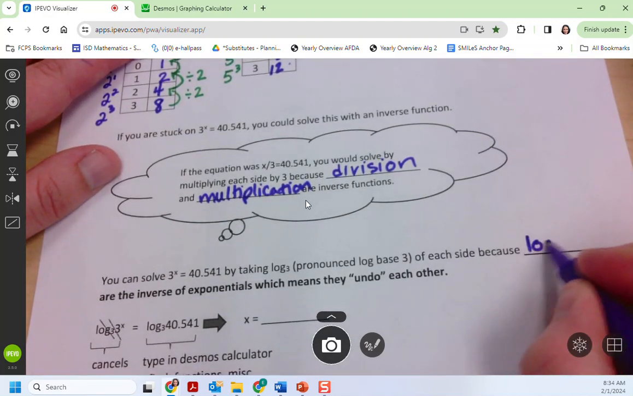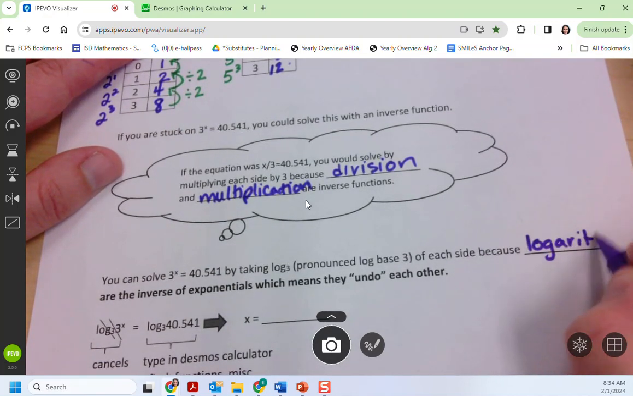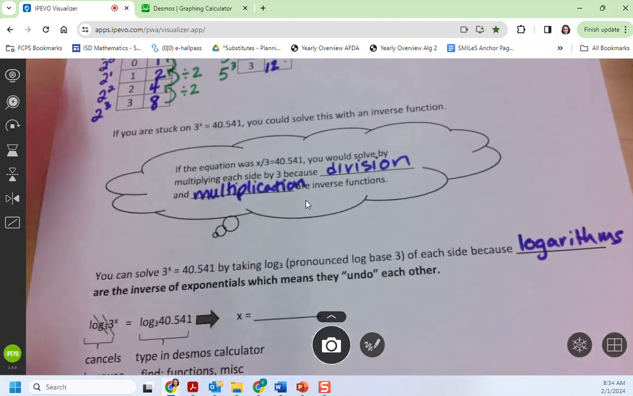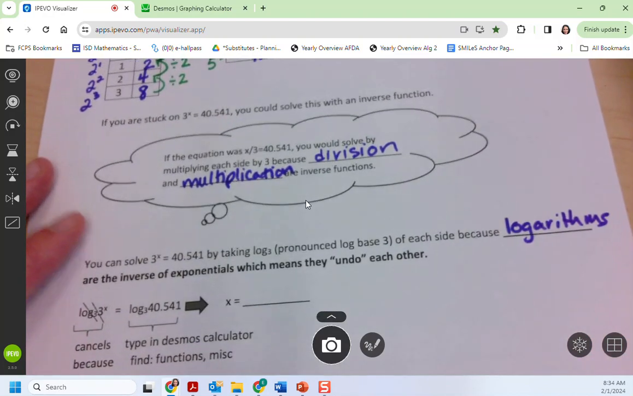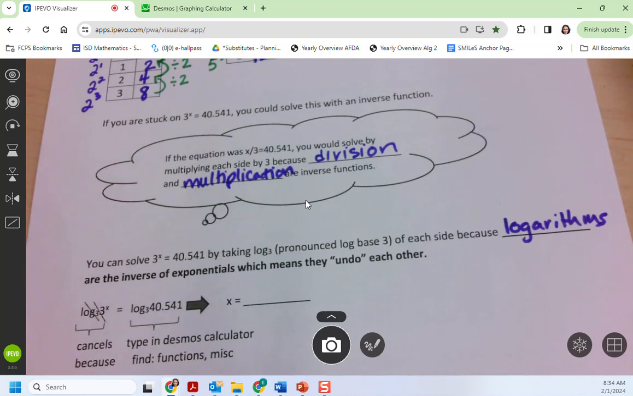So you can solve 3 to the x equals 40.541 by taking the log base 3 of each side, because logarithms are the inverse of exponentials, which means they undo each other. Okay, so logarithms were invented by mathematicians to solve this problem of being able to get that x out of the exponent.